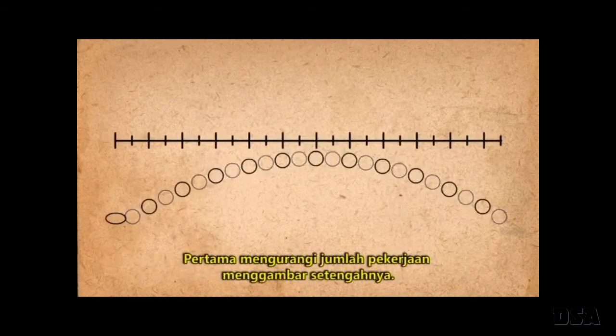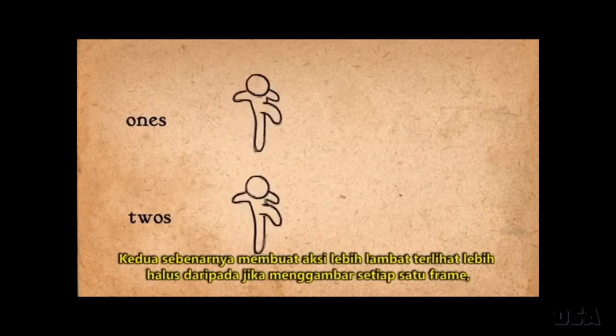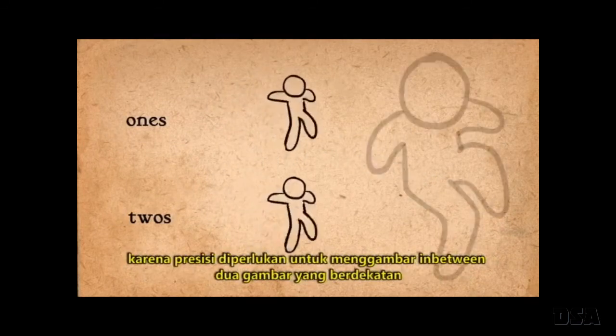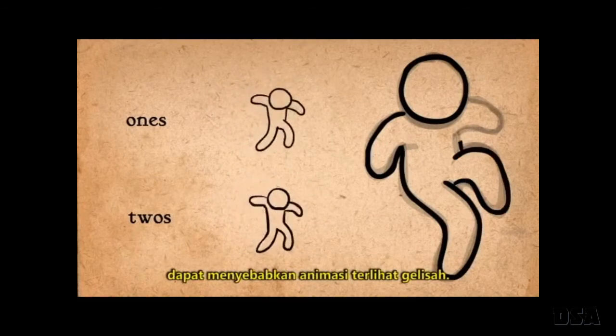It's actually very common to draw on 2s rather than 1s for a few reasons. First, it cuts the amount of work in half. Second, it actually makes slow actions look smoother than if you were to draw every frame, because the precision needed to draw in between 2 very close drawings can lead to the animation looking jittery.